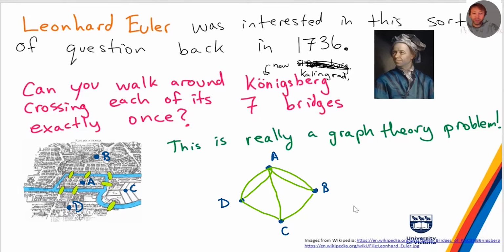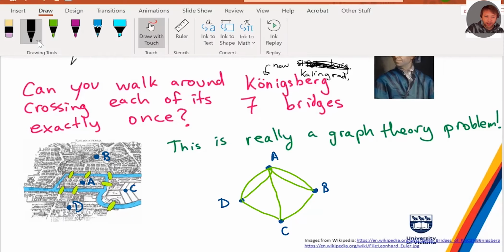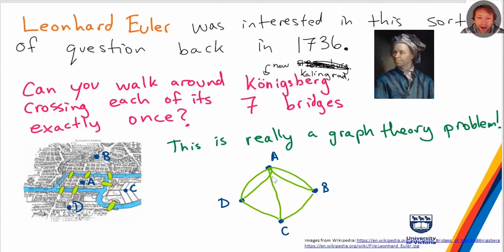And what Euler was interested in is, can I go through all the bridges exactly once? That's the same as one of these questions about drawing a picture without lifting your pen. Is it possible to start somewhere in this picture, walk around and draw this picture without lifting your pen? That's the same as walking across the bridges, where you cross every bridge exactly once. Is that clear? So here the answer is no.